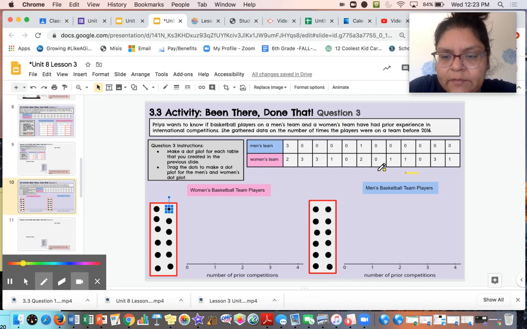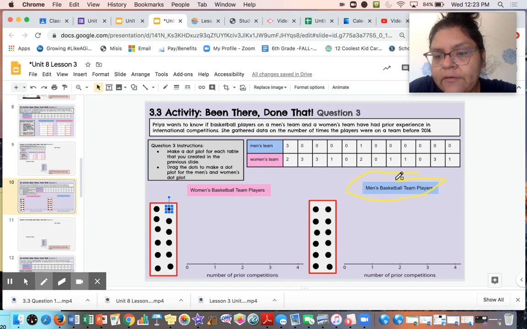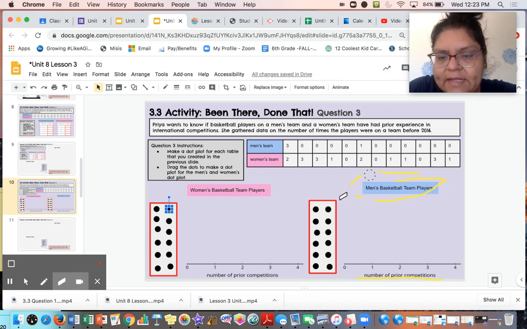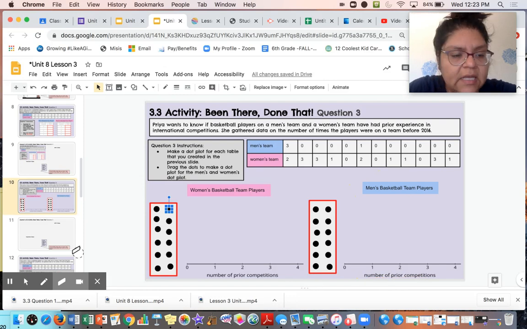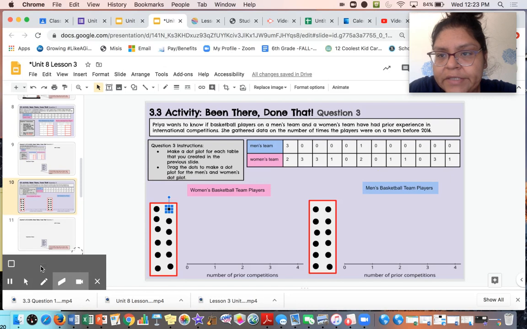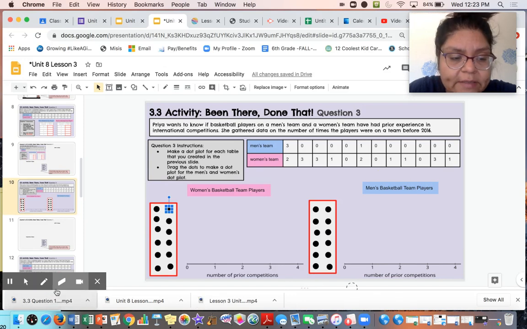So, for example, we have the men's. That's your title, men's basketball team players, and at the bottom you see number of prior competitions. So I'm just going to go ahead and get rid of that, but it's really important for you guys to know because in the future when they're asking you about a dot plot, don't just create the number line with the numbers and the dots. You have to make sure you title it and you put the category at the bottom.